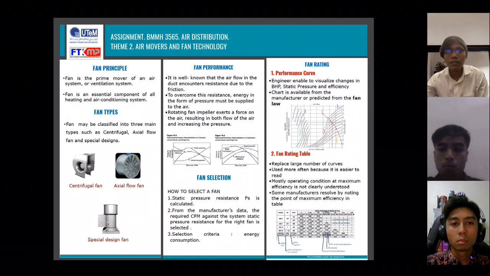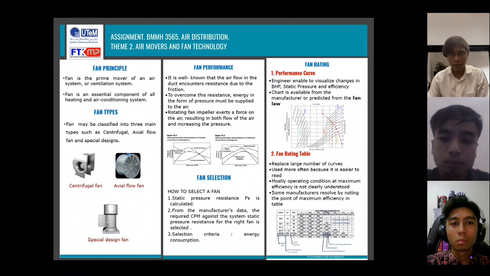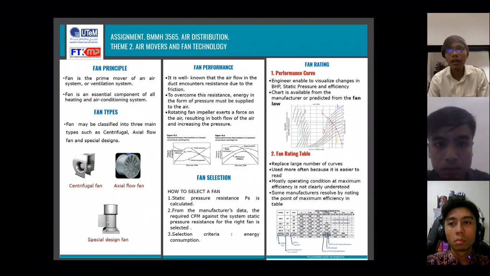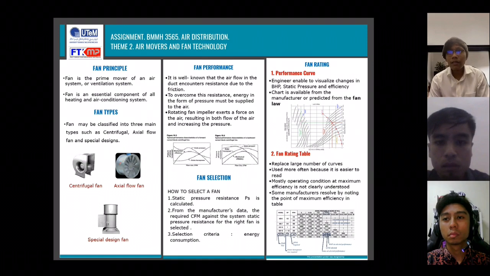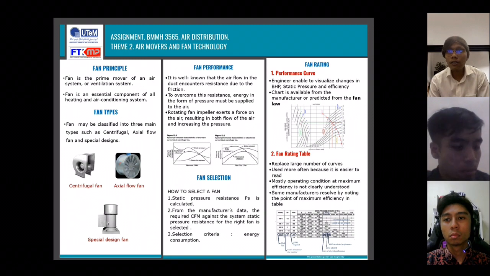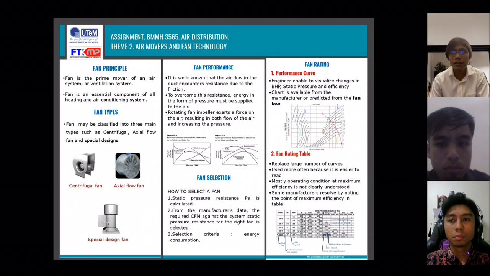For fan performance, it is well known that the airflow in the duct encloses resistance due to friction. Next, to overcome the resistance, energy in the form of pressure must be supplied to the air. Next, the rotating fan impeller exerts a force on the air, resulting in both flow of the air and an increase in the pressure.